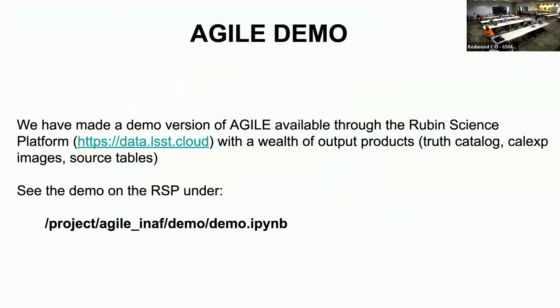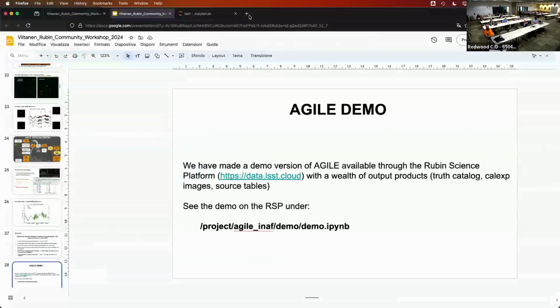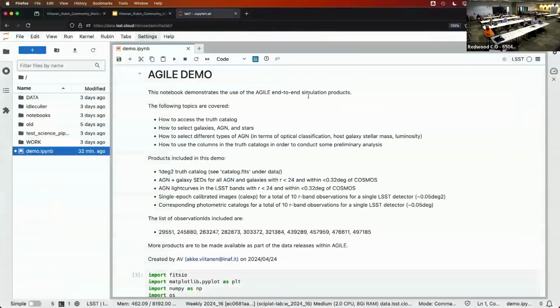We have put the demo in the RSP. This is available for anybody. You can copy over the notebook, you can run it in RSP, and it will run you through the output products that we have currently. So playing around with the truth catalog, the galaxy images, the source tables, and hopefully it's usable. I have it open right over here. It tries to be as helpful as possible.